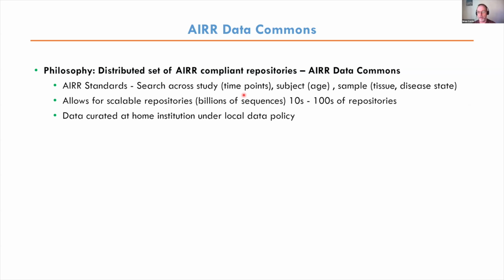One of the big outcomes and the focus of what we're talking about today is what's called the AIRR Data Commons. Basically, the AIRR community came together and said that in order to share these data sets, we need to have a set of repositories that are standards compliant. This will allow researchers to search these repositories across study metadata, study time points, subject age, sample, tissue, disease state, et cetera.